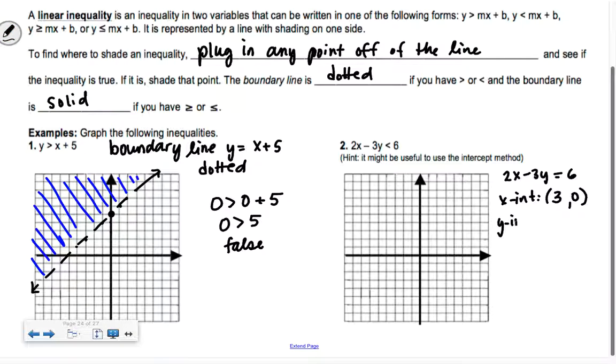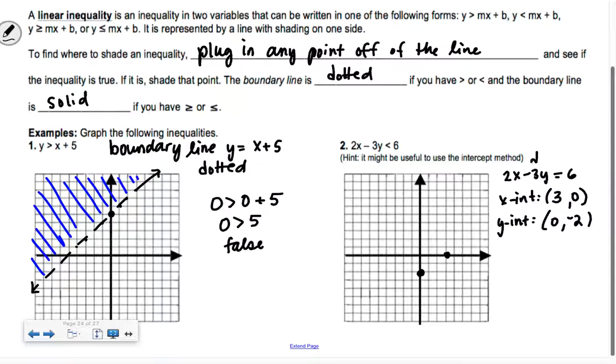And same for the y-intercept. So take your finger and cover up the x part now. When you cover up the x part, you get negative 3y equals 6. So what do we get? 0, negative 2, exactly. So we have 3, 0, and 0, negative 2.